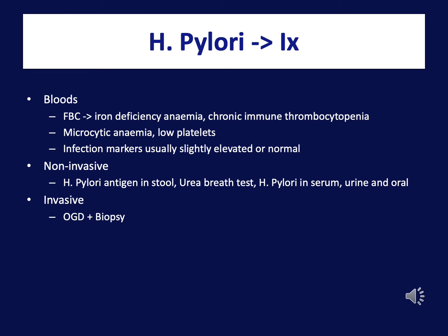So investigations. History and exam, you already know. Bloods, you look for full blood count and iron deficiency anemia, or a chronic immune thrombocytopenia, basically a microcytic anemia with low platelets. Infection markers are typically normal, sometimes slightly elevated CRP. Non-invasive testing is the presence of H. pylori antigen in the stool, the urea breath test, or H. pylori in the serum, urine, or oral samples. Invasive testing would be an OGD plus biopsy. Typically, several samples are used because the false negative rate is high.